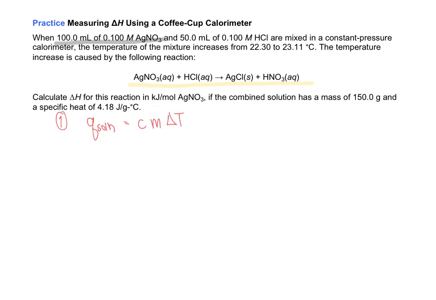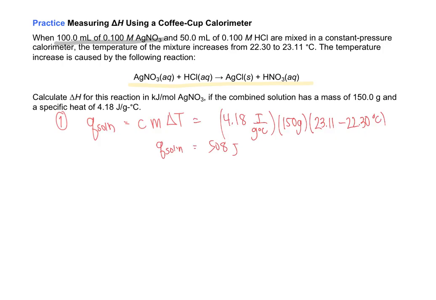We know that the specific heat is 4.18 joules per gram degrees Celsius. My mass, it told me, is 150 grams, because it's 50 milliliters plus 100 milliliters with the density. And then delta T, it ended at 23.11 and it started at 22.30 degrees Celsius. So plugging that all in, we end up getting a value of 508 joules. So our Q of our solution is 508 joules.